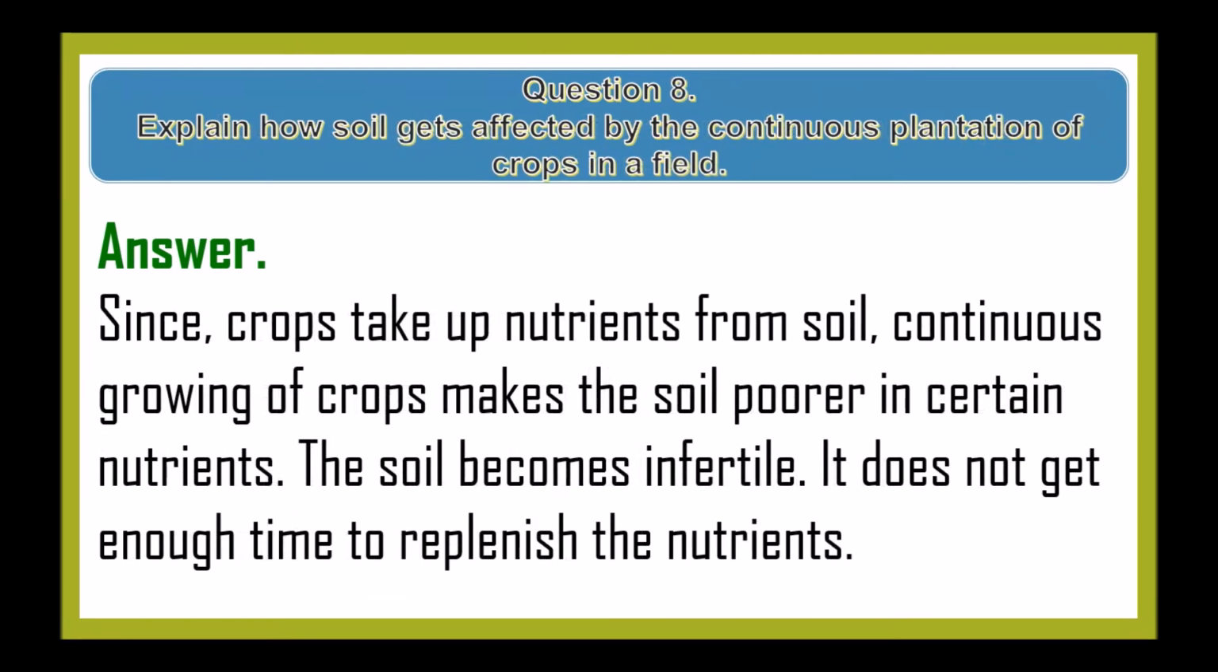Next, explain how soil gets affected by the continuous plantation of crops in a field. Since crops take up nutrients from soil, continuous growing of crops makes the soil poorer in certain nutrients. The soil becomes infertile. It does not get enough time to replenish the nutrients.